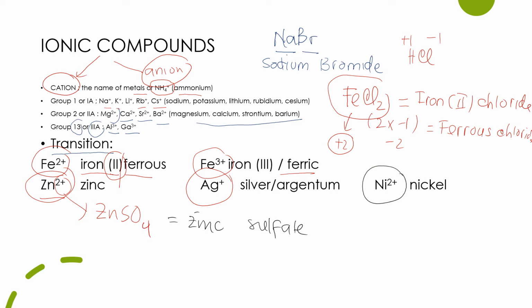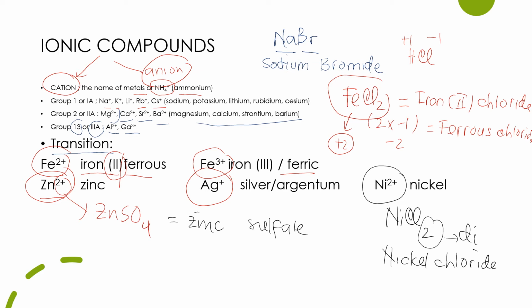Nickel +2. For example, NiCl2, and the name is nickel chloride. For ionic compounds like this, we don't need to mention the number here. We don't need to mention the number 2 by di.